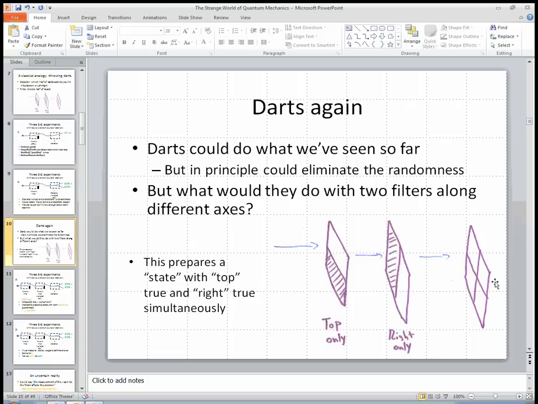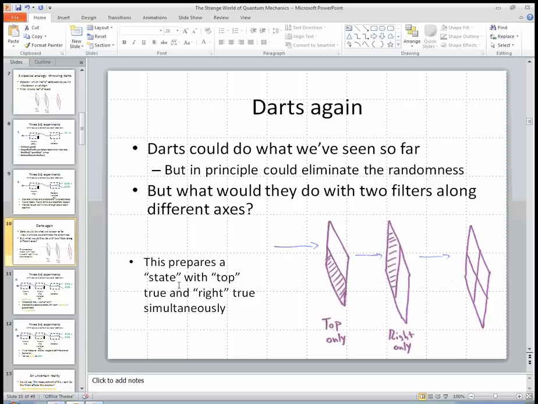That's really okay. But what if we try to really prepare something more precise to hopefully eliminate the randomness? So this kind of configuration for darts prepares what we could call a state, with the top question being true and the right question being true. The answer to top bottom being top and the answer to left right being right. Maybe that's a better way to say it. That these questions have these answers simultaneously. There's nothing wrong with that classically.